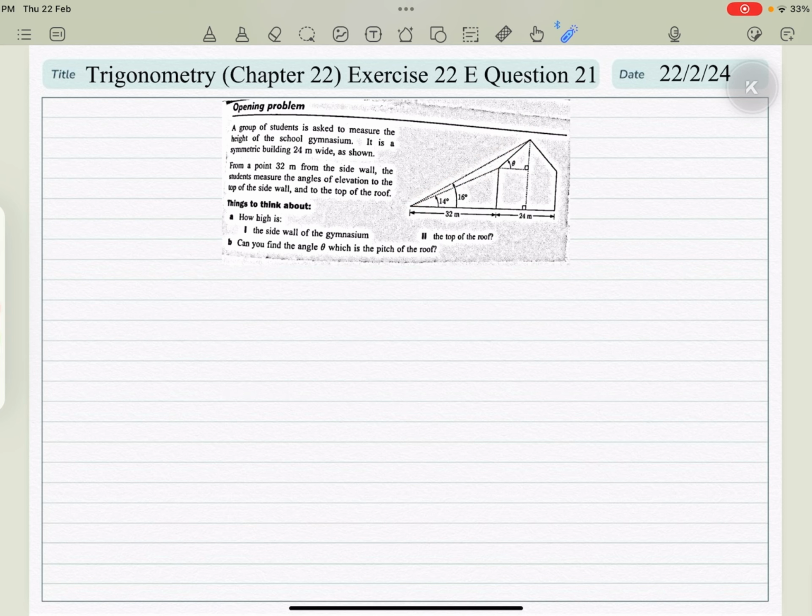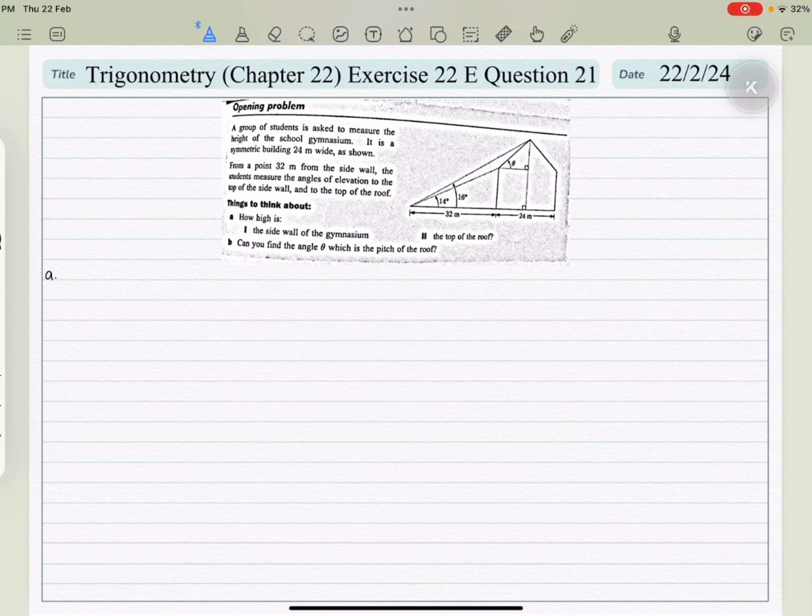Now we have to calculate how high the side wall of the gymnasium is, what is this length, and what is the length of the top of the roof, so what is this length, and then we have to calculate the angle theta.